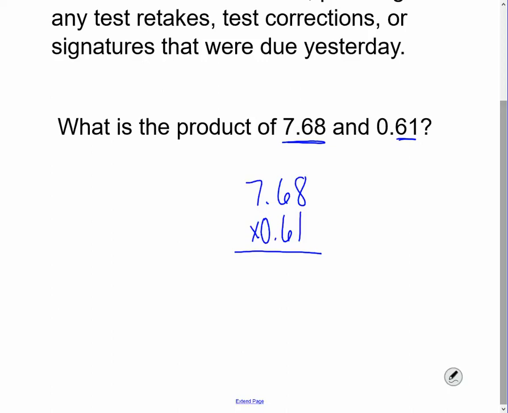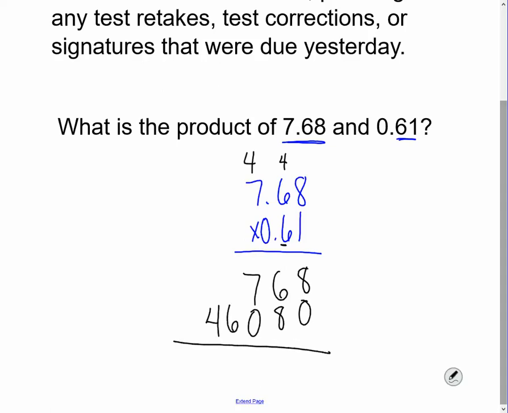All right, so anyway, we have 8 times 1, which is 8. 1 times 6, which is 6, and 1 times 7, which is 7. Easy. Now we're going to move on to multiplying by this 6 here. So we need a 0 placeholder. So we're going to do 6 times 8, which is 48. We're going to carry that 4, put it right up here. 6 times 6 is 36. 36 plus 4 is 40. Carry the 4. 6 times 7 is 42. 42 plus 4 is 46.